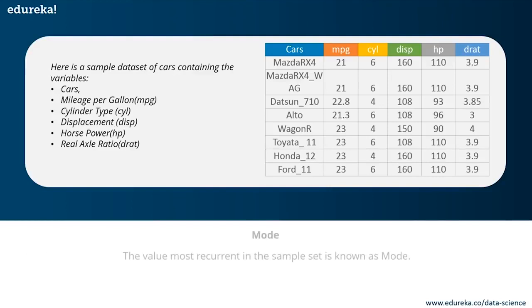Lastly, let's look at how mode is calculated. So what is mode? The value that is most recurrent in the sample set is known as the mode, or basically the value that occurs most often. Let's say that we want to find out the most common type of cylinder among the population of cars. All we have to do is check the value which is repeated the most number of times.